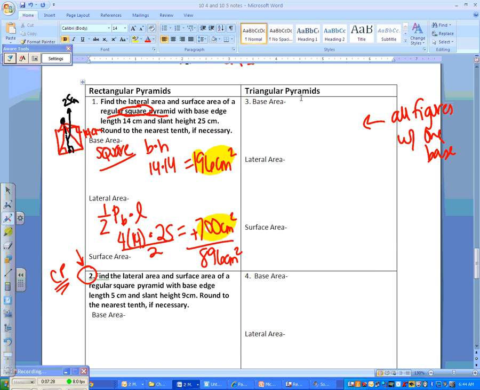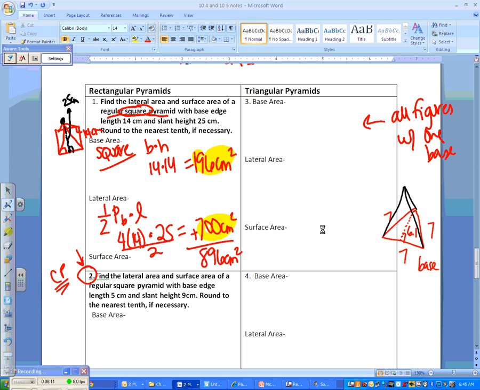Okay, triangular pyramids. Triangular pyramids, you guessed it, have a triangular base. And so here's a picture. We have a triangular base, okay? And let's say I tell you that these sides are all 7. So it's an equilateral triangle. I'll be nice to you guys, and I'll even tell you that the height of this base is 6.1. Okay, so that's our base of our triangular pyramid.